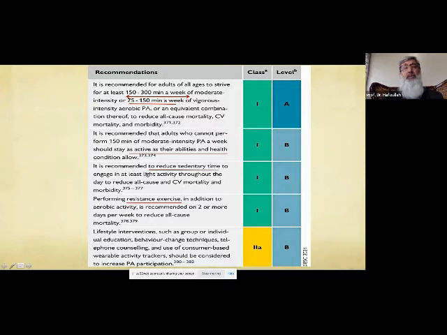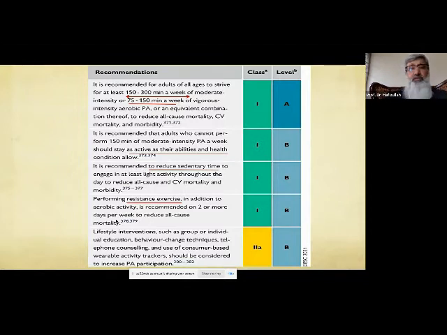We should recommend to reduce sedentary time, to engage in at least light activity throughout the day to reduce all-cause cardiovascular mortality and morbidity. And the new recommendation is that we must perform resistance exercise, so sort of weightlifting, in addition to aerobic activity, and this should be at least 2 or more days per week. So at least twice or thrice a week, we should also include resistance exercise in our routine.